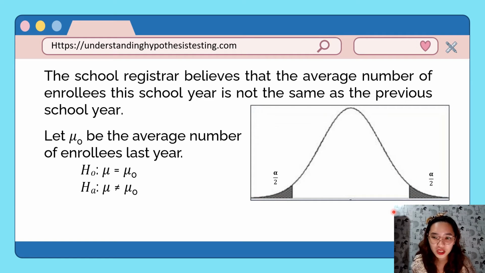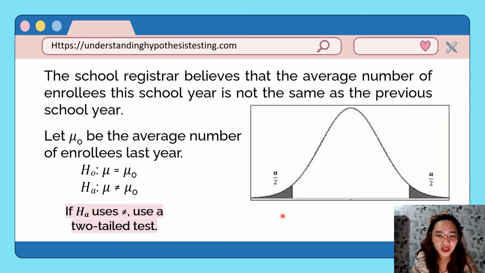Ayan. So, kung ipapakita natin sa illustration, ayan, dalawang tailed po yung area na kung saan ay maaari po tayong magkaroon ng wrong decision. Ayan siya. So, ayan. So, if the alternative hypothesis uses this symbol not equal, use a two-tailed test. Okay, next.